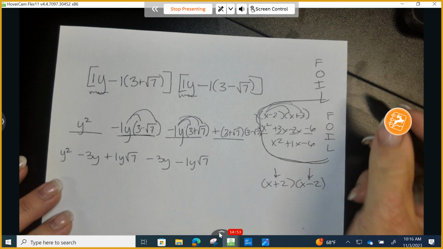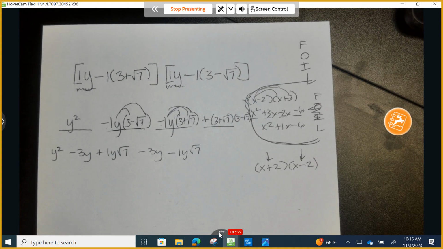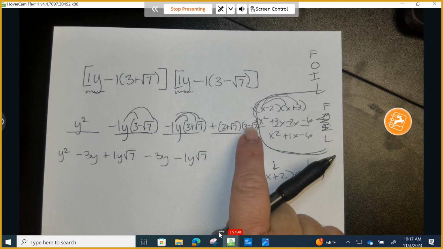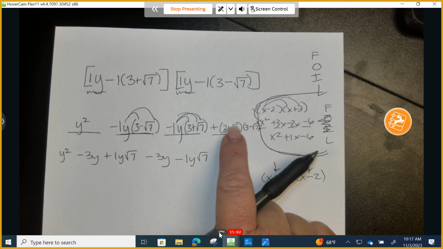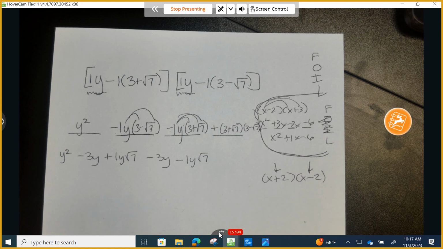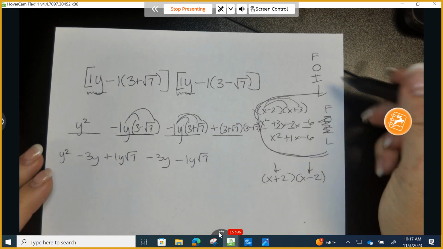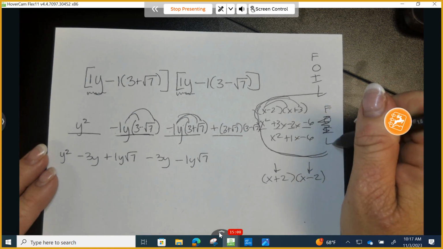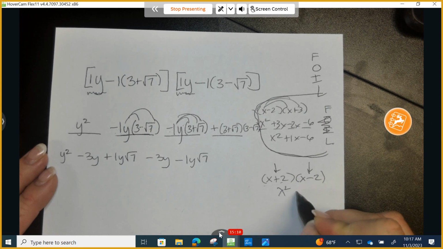When we do foiling, we never have to take care of the O or the I because they always cancel each other out. So if you have the exact same thing like I have up above, the fronts are the same, the backs are the same, and the only difference is the sign in between, we only have to do the fronts and the last. So this would be x squared minus 4.